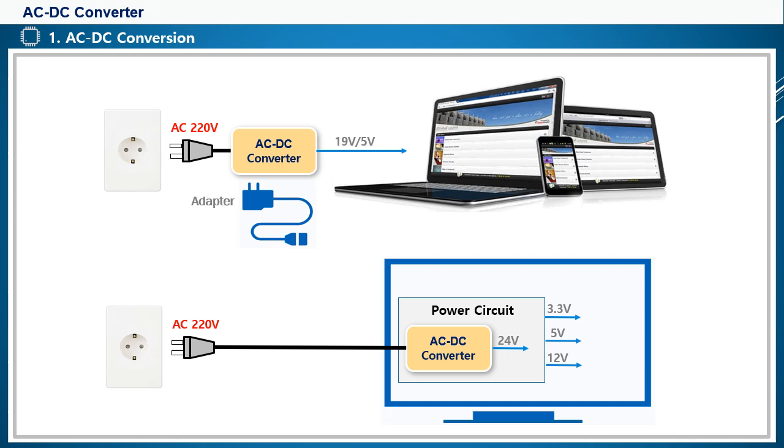Home appliances such as TVs, washing machines, and air conditioners appear to only use AC because the AC input cable is directly connected to the product. But the AC-DC converter configured in a separate power circuit inside the product converts the input AC into DC and supplies DC voltage to various circuits inside the product.